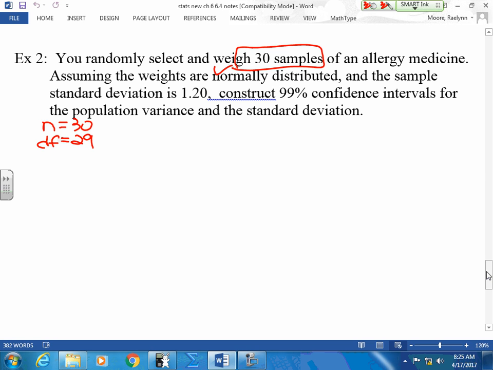All right, so I need to know this about my population, the sample standard deviation. I've got a sample, and I write that with an S, is 1.20. Construct a 99% confidence interval for my population variance and my population standard deviation. So my point estimate is this guy. This is my point estimate.